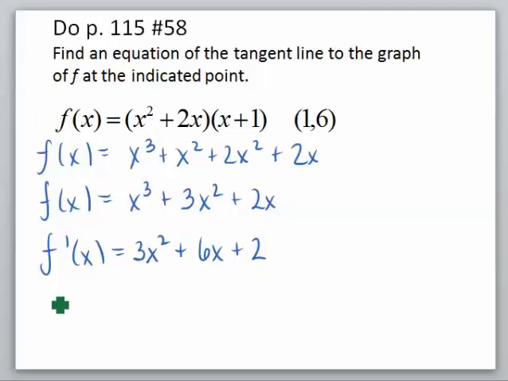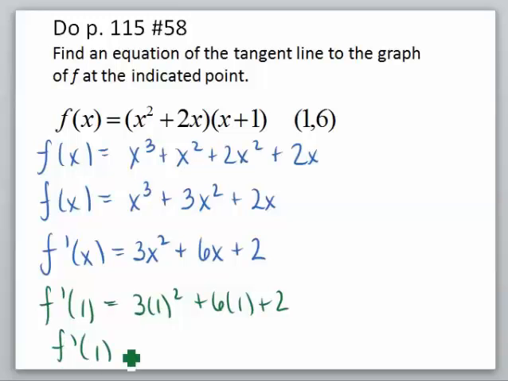Now, I need to have the derivative at 1. So I'm going to plug 1 in for my x. And I'll solve. I'll get that the derivative at 1 is 3 plus 6 plus 2, which is 11. So that's the slope of my tangent line to the curve.